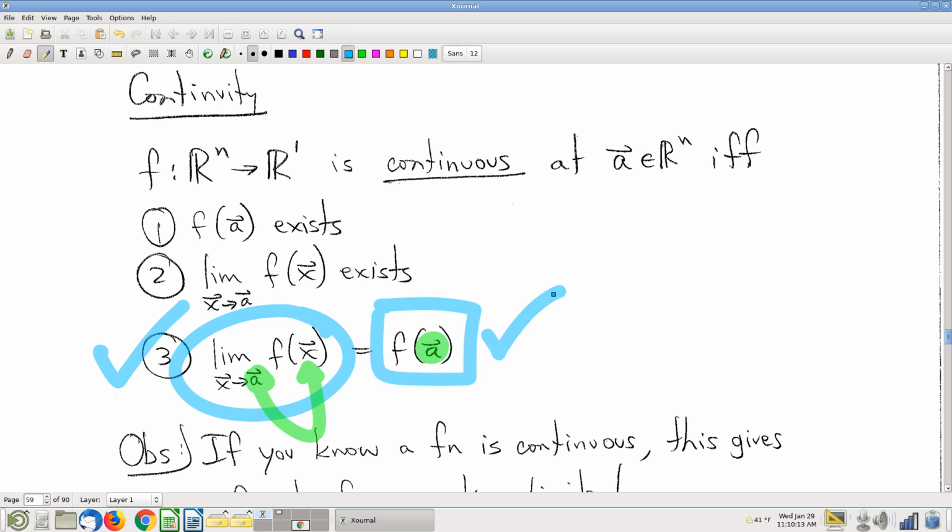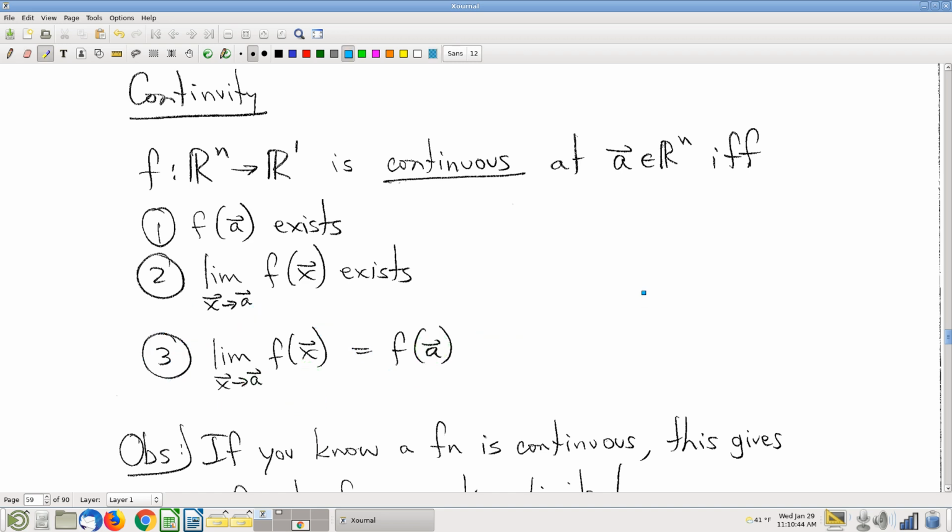So the plug-in, plug and chug approach to computing limits, which is wildly inappropriate on first principles, actually works for continuous functions. If you know your function's continuous, it's easy. Right? This is awesome. Now, a lot of students say, okay, you know what? This is my brand new favorite way to compute limits. I'm just going to do this all the time. Oh, no. No. You have to know in advance that the function actually is continuous.